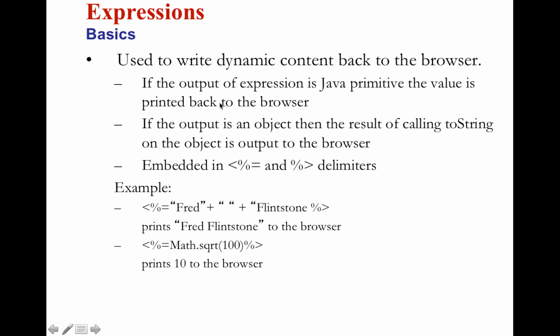So there's no system.out.println. Instead, you use the equals, so this tag has an equals next to it. If the output is an object, then the result of calling toString on the object is output to the browser. So if you implement a toString method in the object and you put the object in there, then it's going to print out its toString. So the basic expression is used for output, to put output out to the screen.